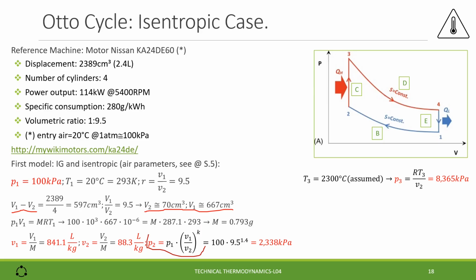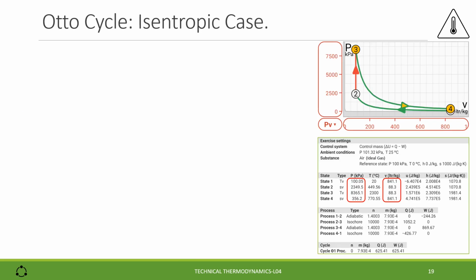by using the state equation, and we land at 8365 kilopascal. The pressure of state 4 we calculate in the same way as the pressure of state 2 by means of the isentropic equation, and we find 358.8 kilopascal. In the chart is represented the cycle in the PV diagram using the tool Thermonator. Below, a table with the thermodynamic states.